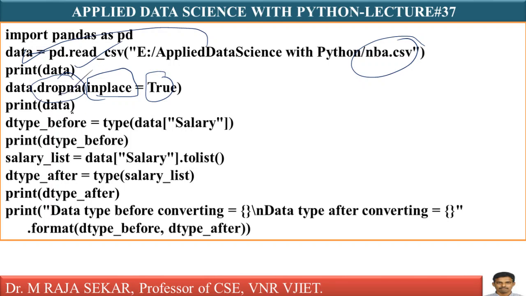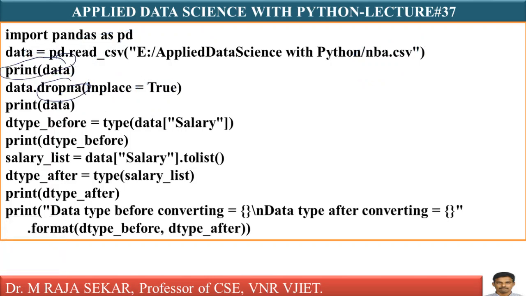Even if you want, you can check data. Print data. Before dropping null values, I am printing data. After dropping null values also, I am printing data. There is a method, what is that? dropna is useful for dropping null values. You have to give inplace equal to True. Therefore, what is he asking? He is checking the data type of the salary column.